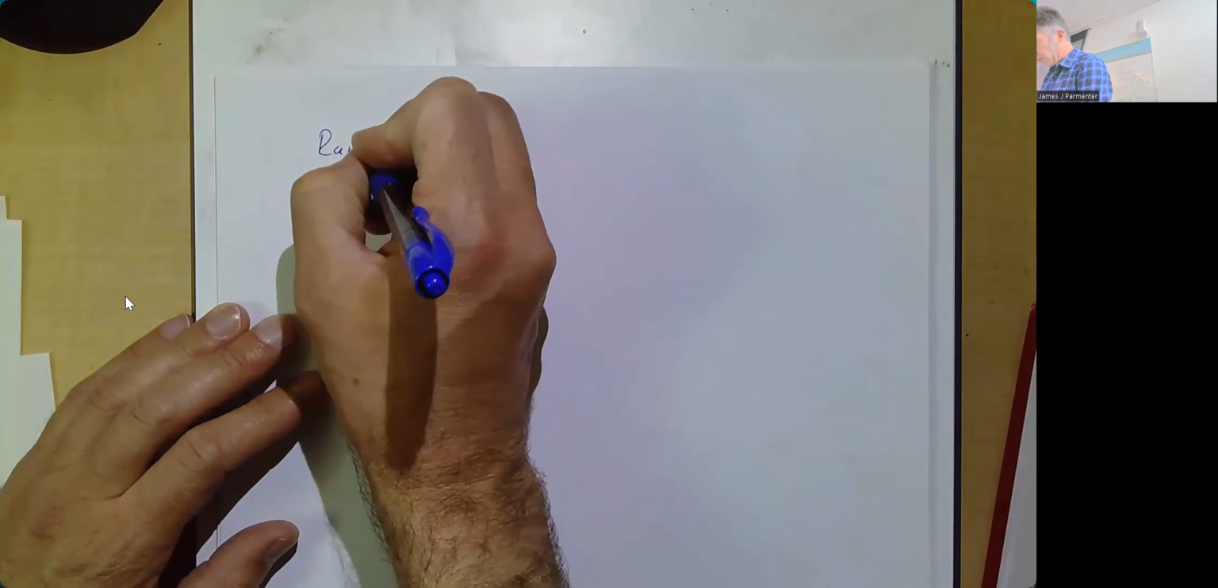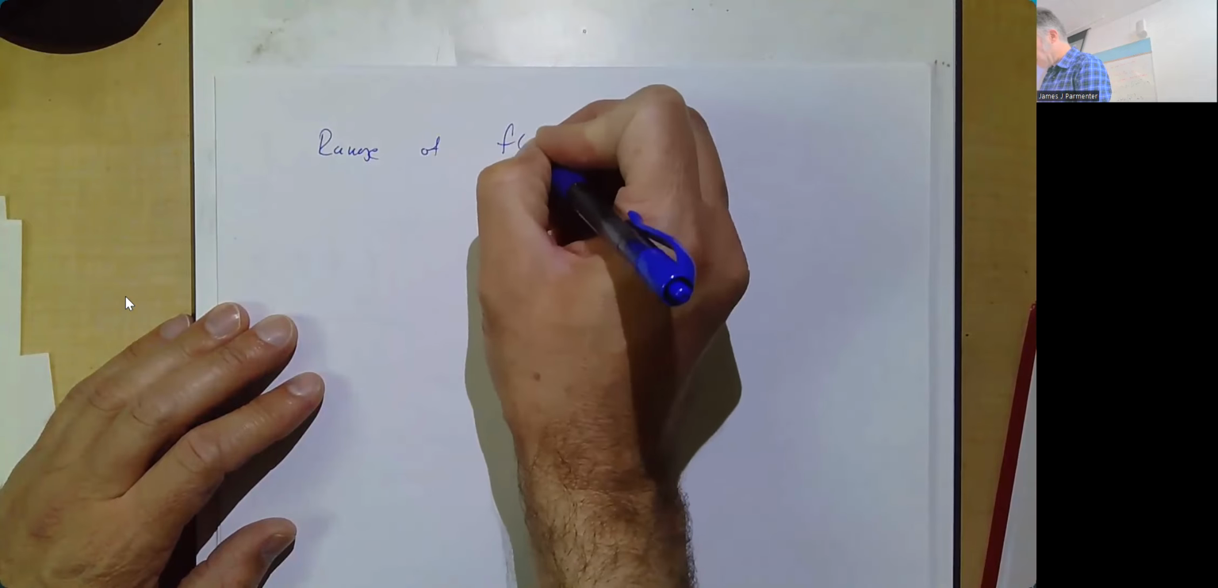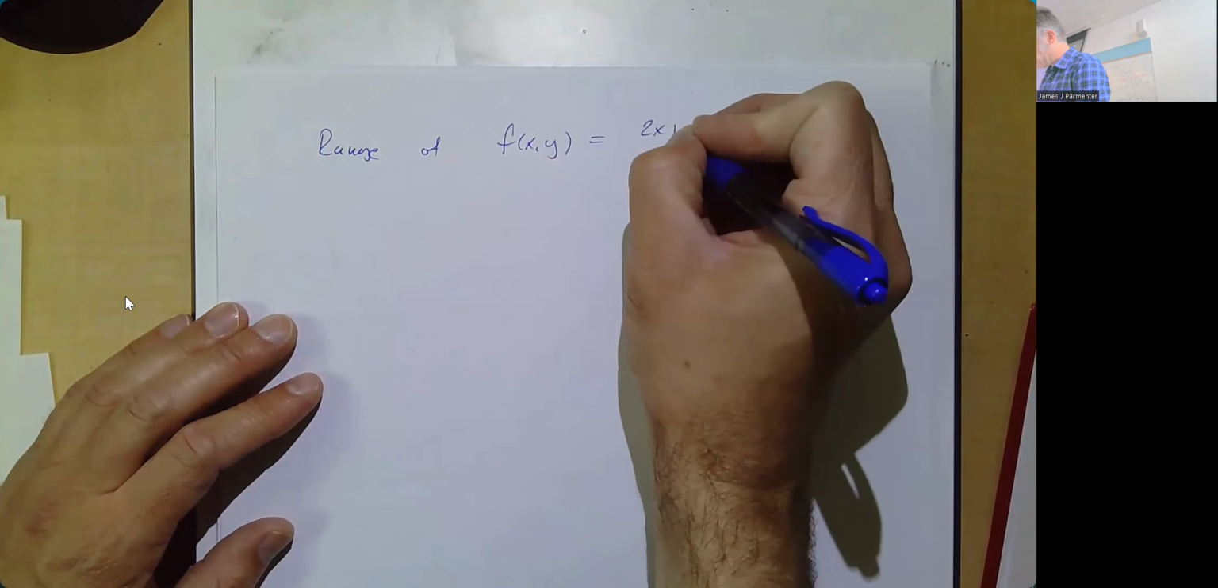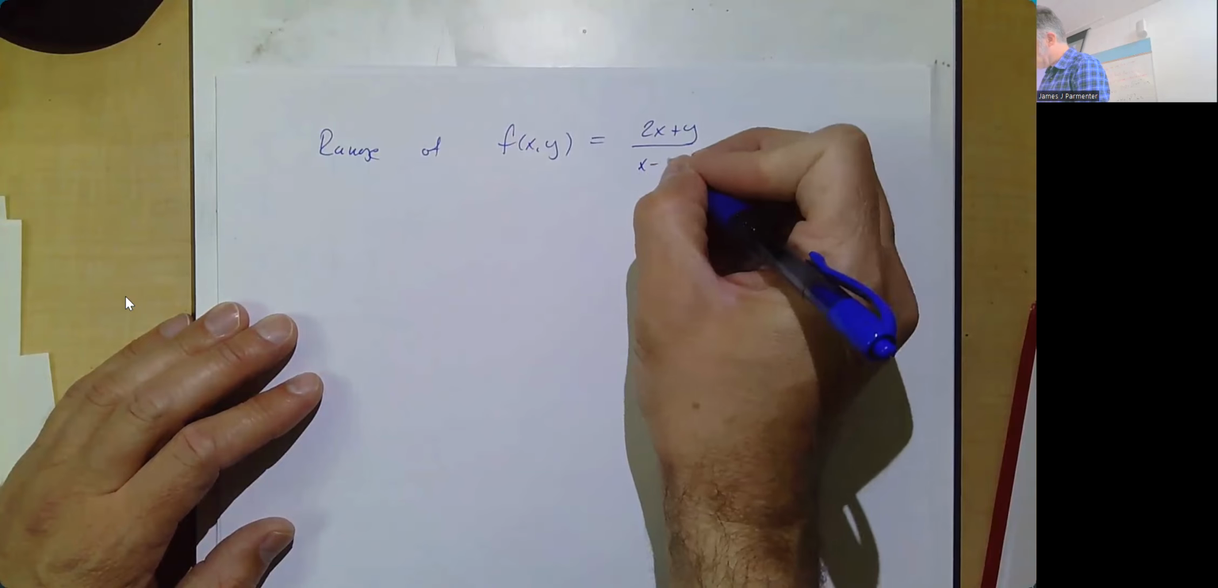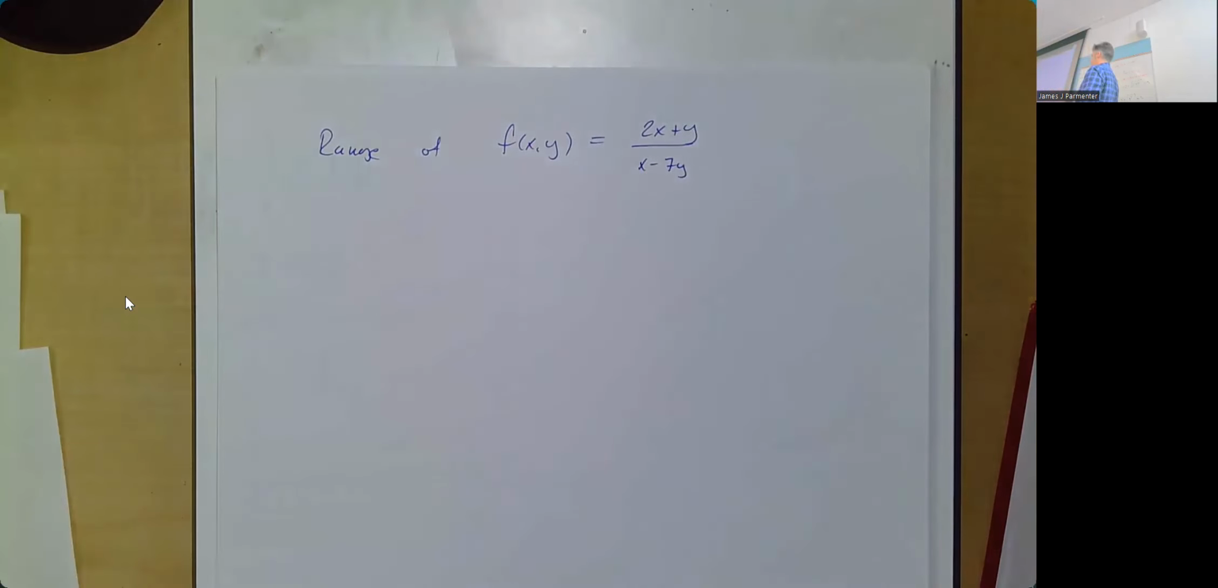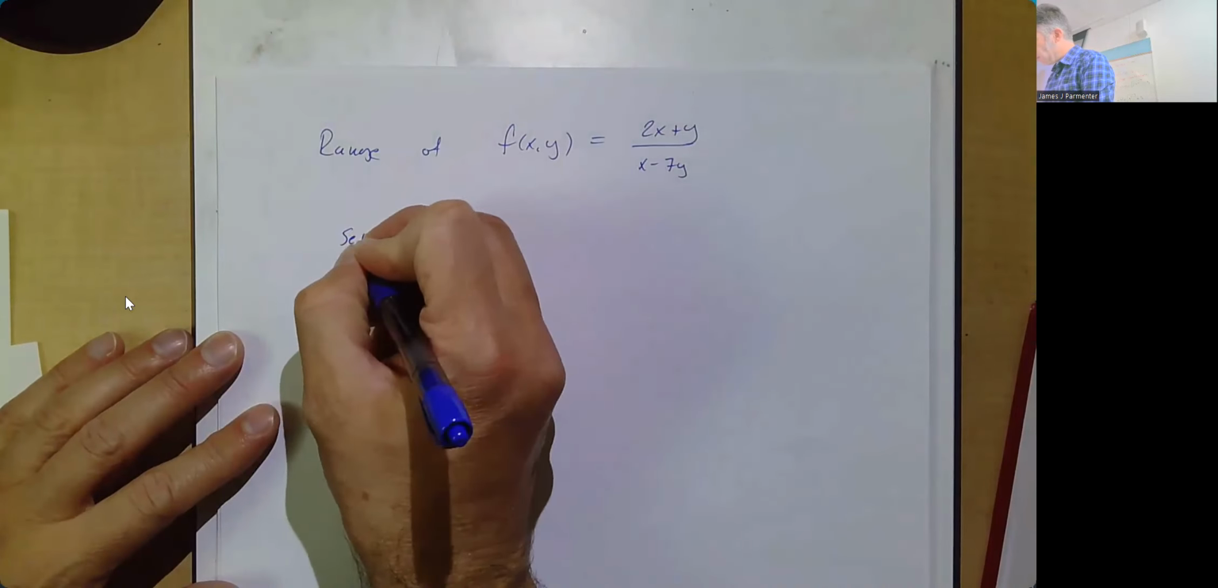Cool. So now for the range of f of x, y equal to 2x plus y over x minus 7y. So here's what I would say about the range. There's a number of ways to approach this, but I think the way we did it first last time was actually the best, with the perspective that if you're going to have to find the level curves as well, you might as well set this thing equal to c and then try and do the solving like we did last time.